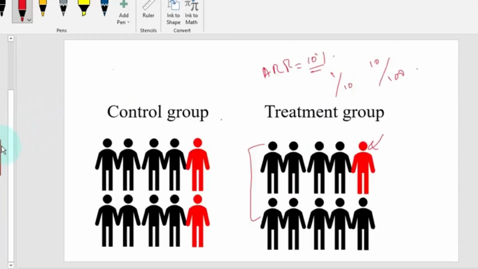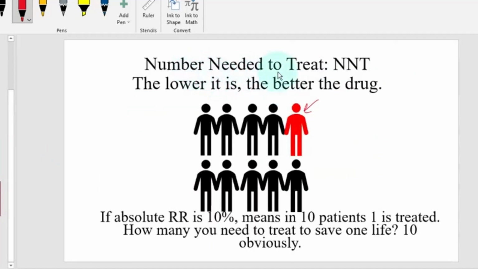If the absolute risk reduction is 10% for some drug, then what is the NNT, the number needed to treat? How many people will you treat, and how many people will get resolved of that disease? If absolute risk reduction is 10%, you just divide 1 by 10%. 1 divided by 10% will give you NNT. As simple as that. Now, what number will you get?